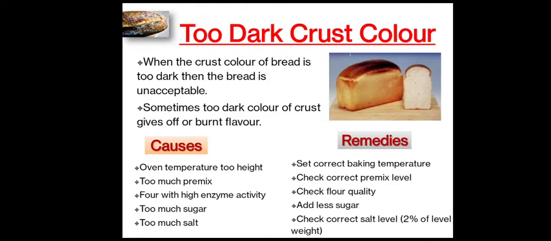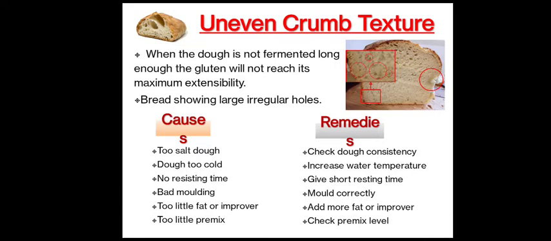Here are some causes of too dark crust color of bread. First is oven temperature too high, too much premix, flour with high enzyme activity, too much sugar, too much salt. Here are some remedies. Set correct baking temperature, check correct premix level, check flour quality, add less sugar, check correct salt level. The optimum level of salt is 2% of the flour weight.